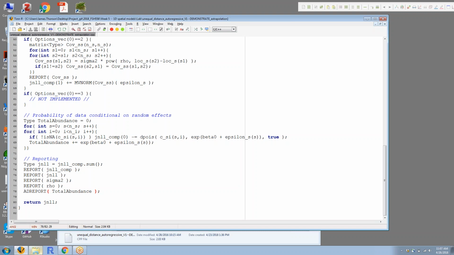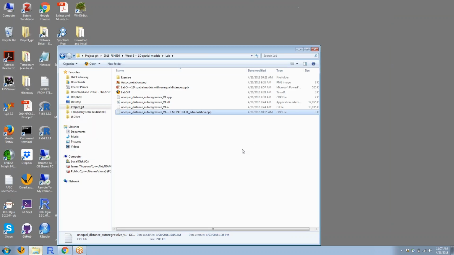And incidentally, it has an issue called retransformation bias that I think we'll talk about next week. Any last questions?